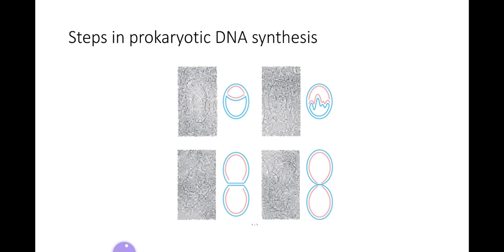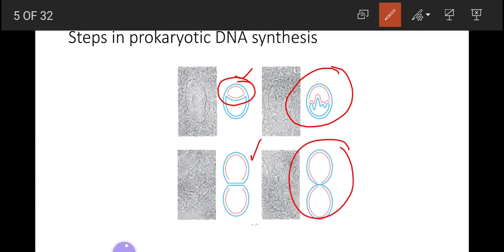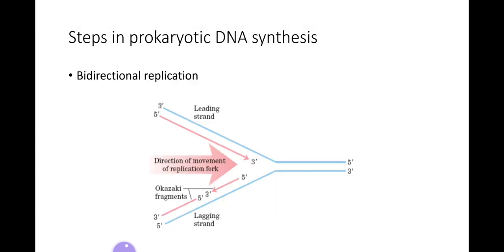Again you are seeing the DNA in the prokaryotes, circular DNA. This is the replication bubble. It moves on, and finally a single molecule of plasmid is replicated into two plasmids, or two molecules of the DNA. This is the example of bidirectional replication.